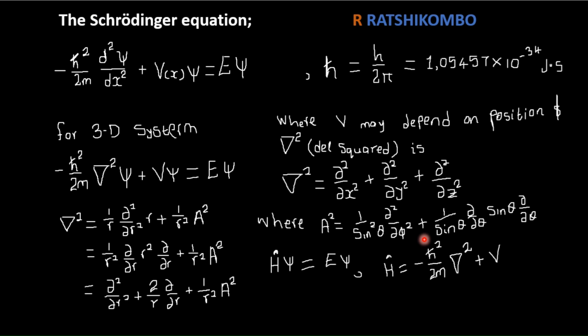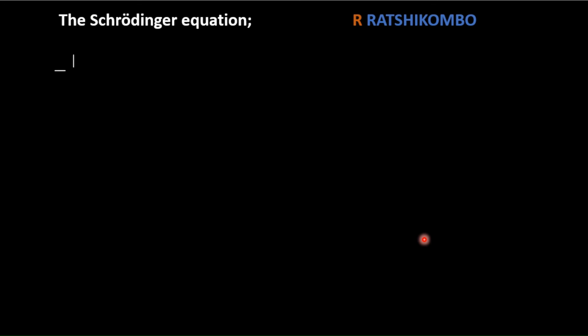So, for the evolution of a system with time t, it is necessary to solve the time-dependent Schrödinger equation, which is H psi is equal to i h bar, or h cross, d psi dt, like this one. So now, if you check, this is the Schrödinger equation that I just showed you.